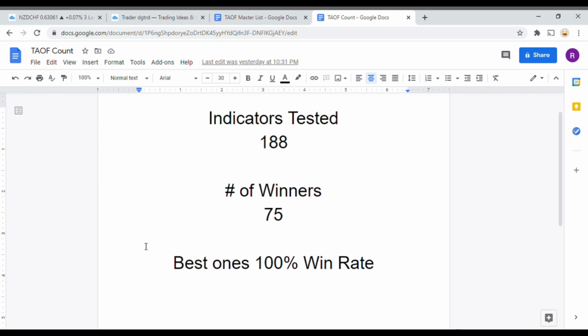So, to date, we have tested 188 indicators. And out of those 188 indicators, 75 of them have been winners, which means that they have met or exceeded the 60% win-loss ratio threshold that we have set for them. The best ones so far were able to achieve a 100% win rate.